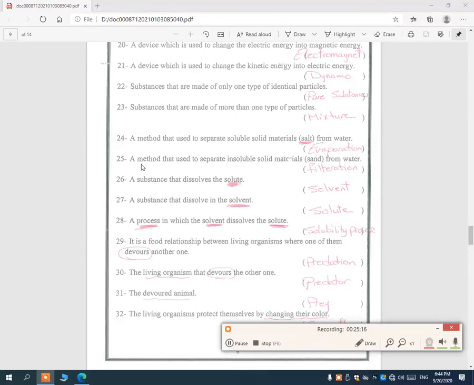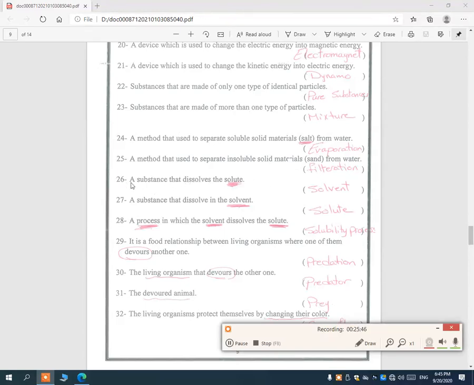Number 25: the method used to separate an insoluble solid material, a substance that doesn't dissolve in water, like the sand in water. The sand in water doesn't dissolve, so we have to separate them by filtration. Remember it, by the filter. The filter removes the sand from water.